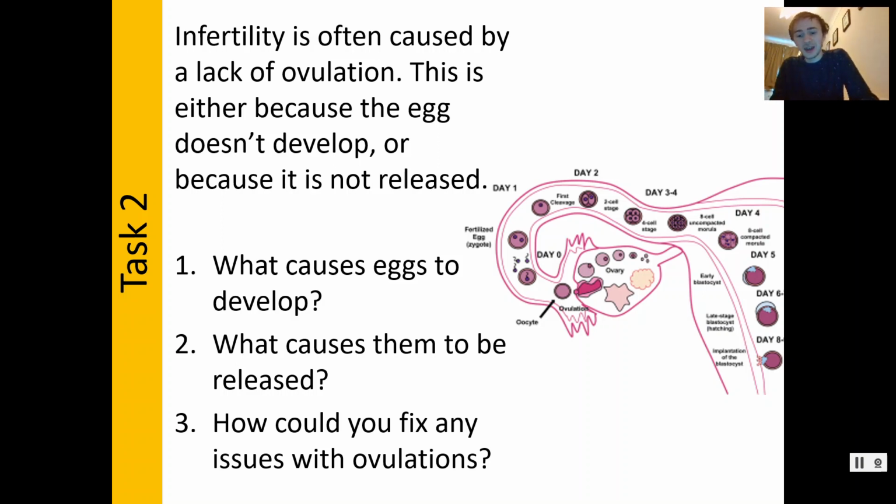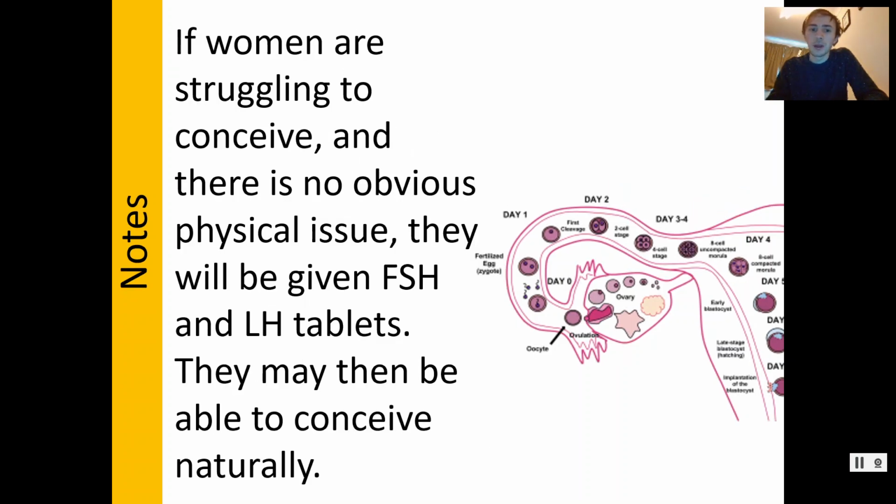How could you fix any issues with ovulation? Well, hopefully we're starting to think maybe we could give women these hormones and that would help. Now, this is the first thing they do. If you go to your doctor and say, I've been trying for a baby for a year, we've had no success whatsoever, it's really affecting us, we really want to have a baby, the first thing they might try, once they've done some general tests to make sure that there's no issue with sperm or anything like that, they'll give you some FSH and LH tablets. I say you, of course, I mean the woman.